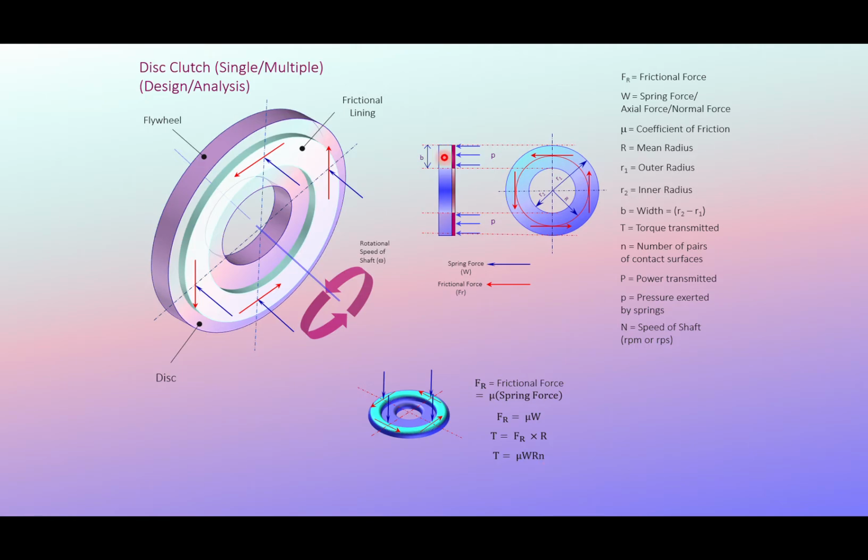If we refer to a single disc clutch like this, the number of pairs of contact surface is one pair here, between the disc and the pressure plate, and another pair is here, between the disc and the flywheel, which is at the back. So n for a single disc clutch is always 2. That means 2 pairs of contact surfaces.